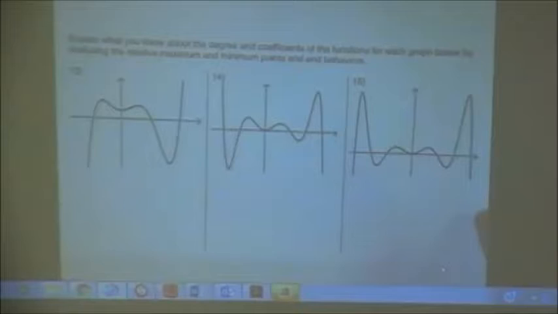Okay, so real quick, I'm going to have you look at 13, 14, and 15. I'm not going to tell you. You just decide by looking what degree it is and whether or not it has a positive or negative lead coefficient. I'll give you a minute.